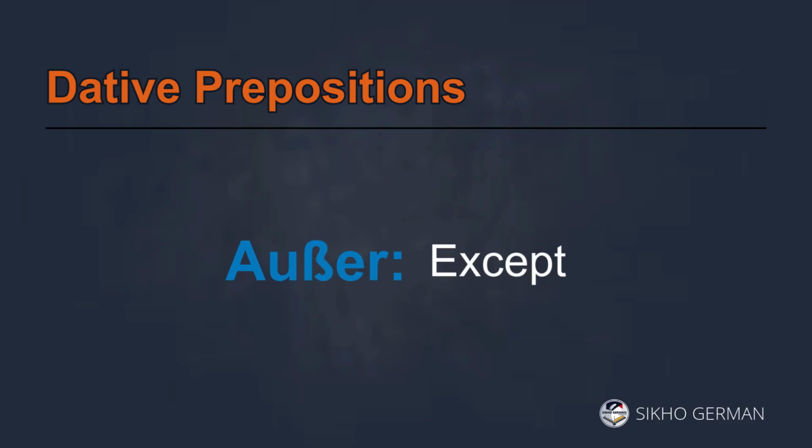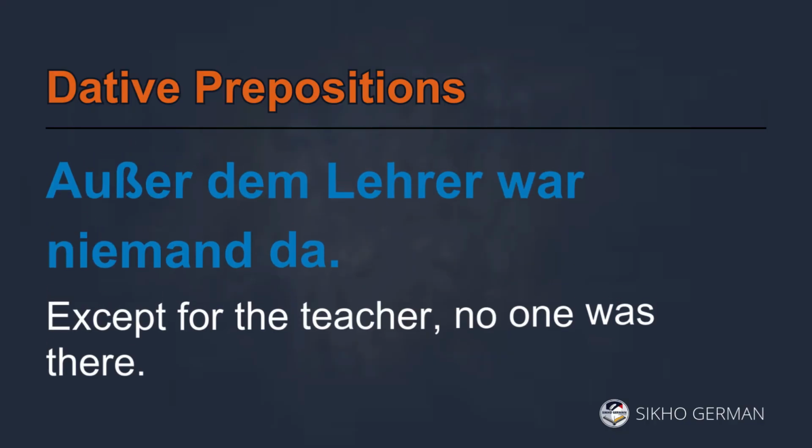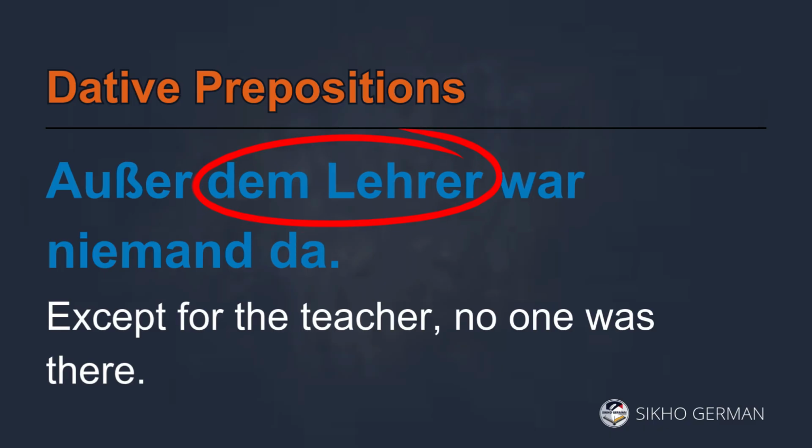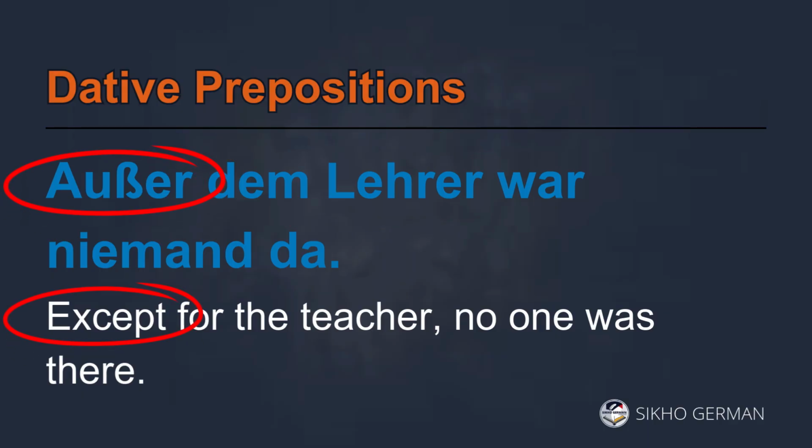Finally, außer, except. Außer dem Lehrer war niemand da. Except for the teacher, no one was there. Der Lehrer becomes dem Lehrer, dative masculine, after außer. When making exceptions, except everyone or nothing except, use außer plus dative.